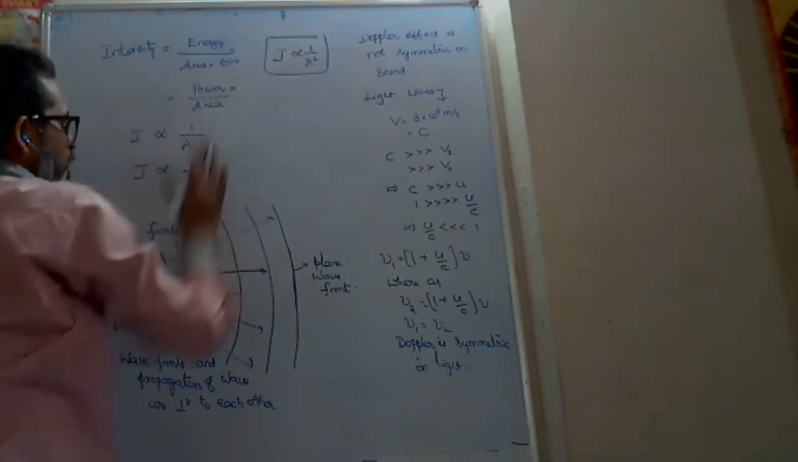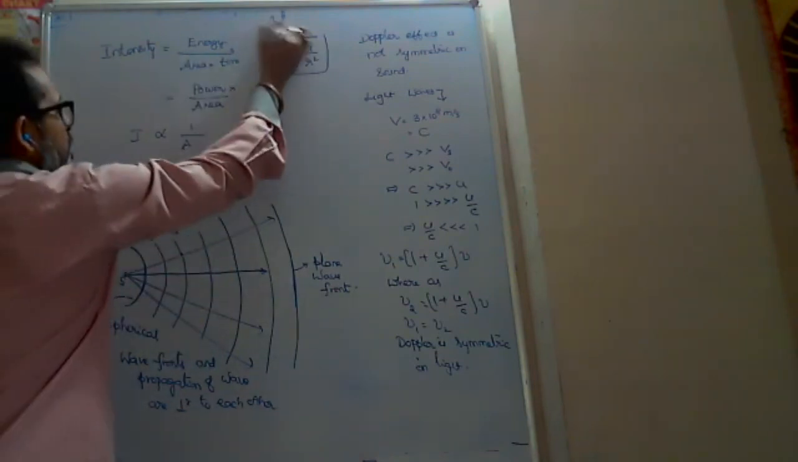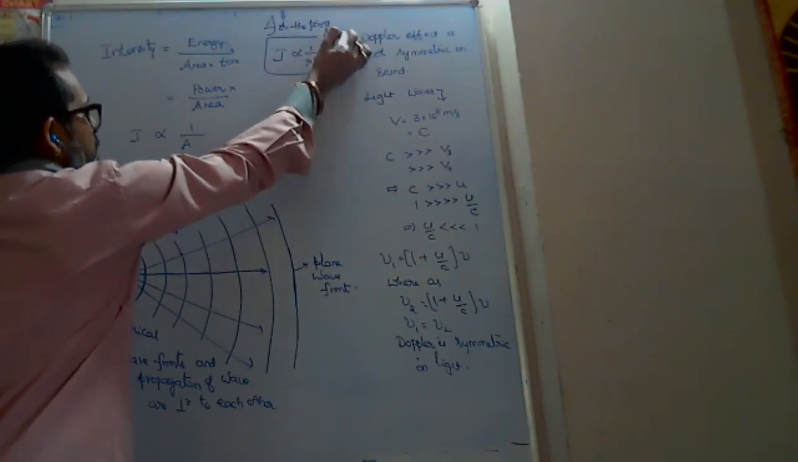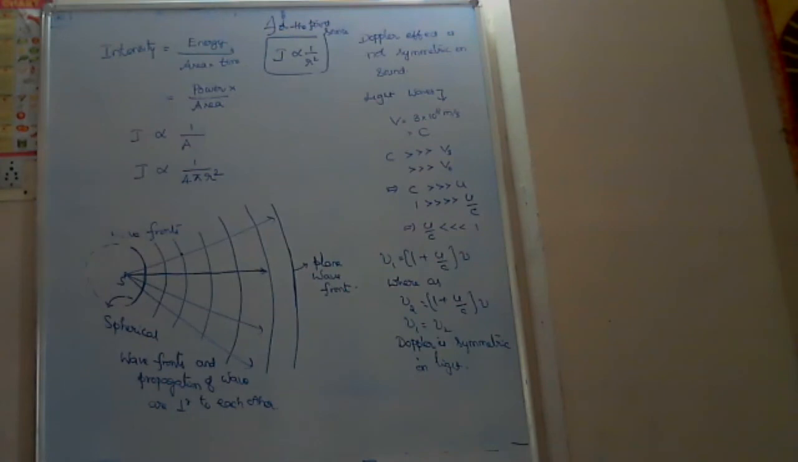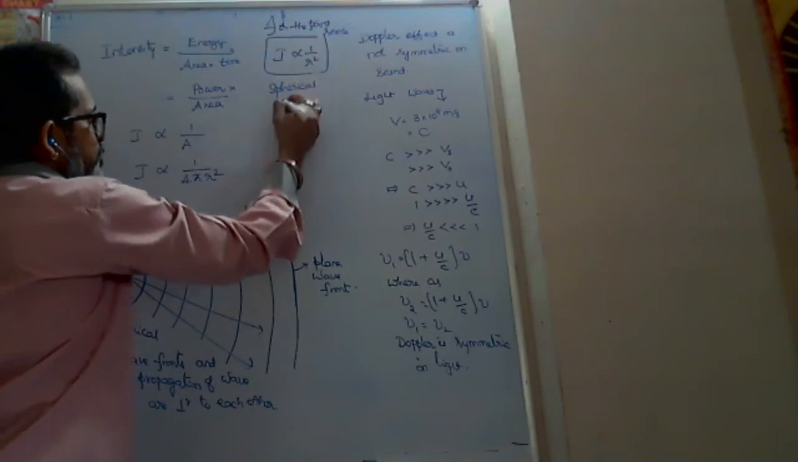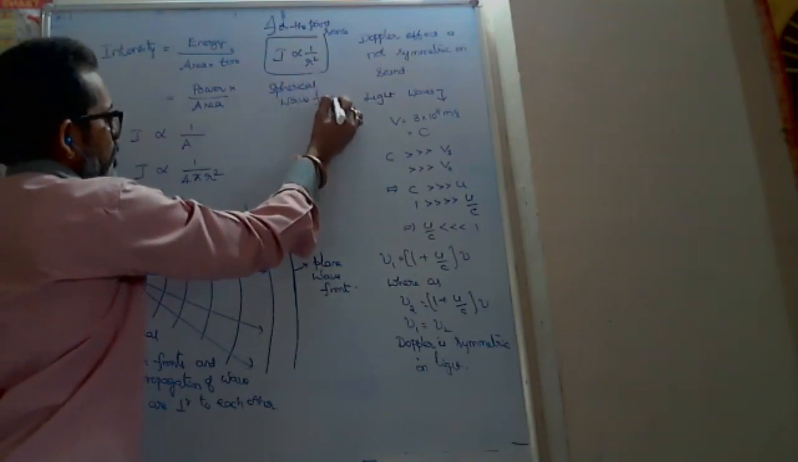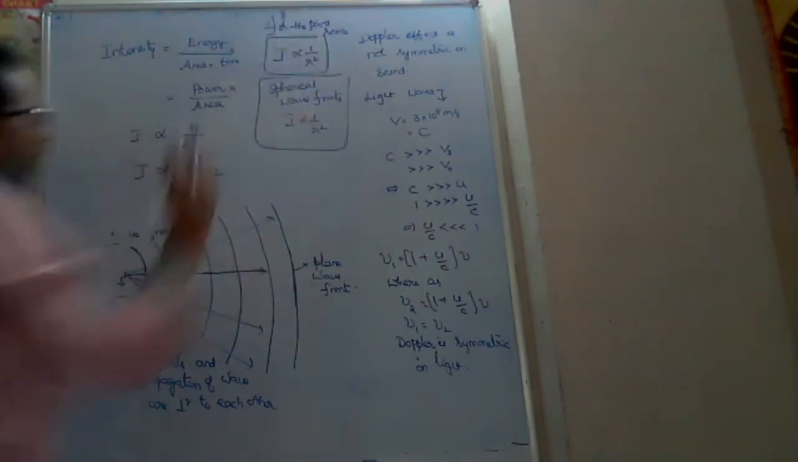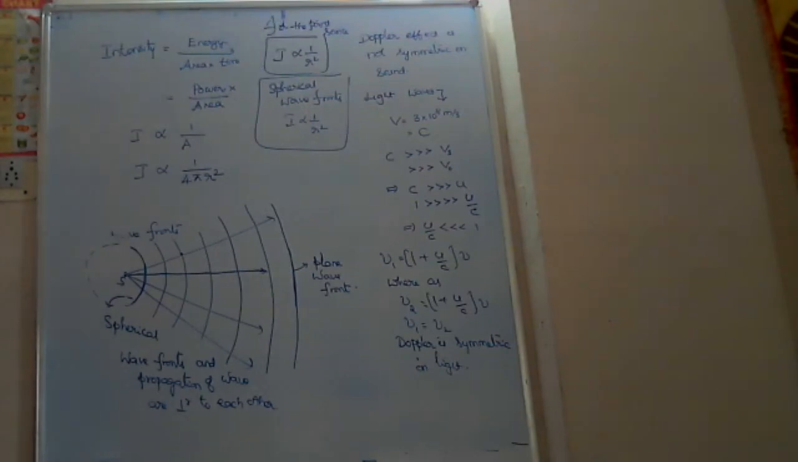This is one more point you have to remember in this chapter. For the point source, I is inversely proportional to R square. In the next chapter, for spherical wavefronts, I is inversely proportional to R square. This is an interlinked concept for the next chapter. Why? Because a point source at a nearer distance produces spherical wavefronts. So for spherical wavefronts also, I is inversely proportional to R square.